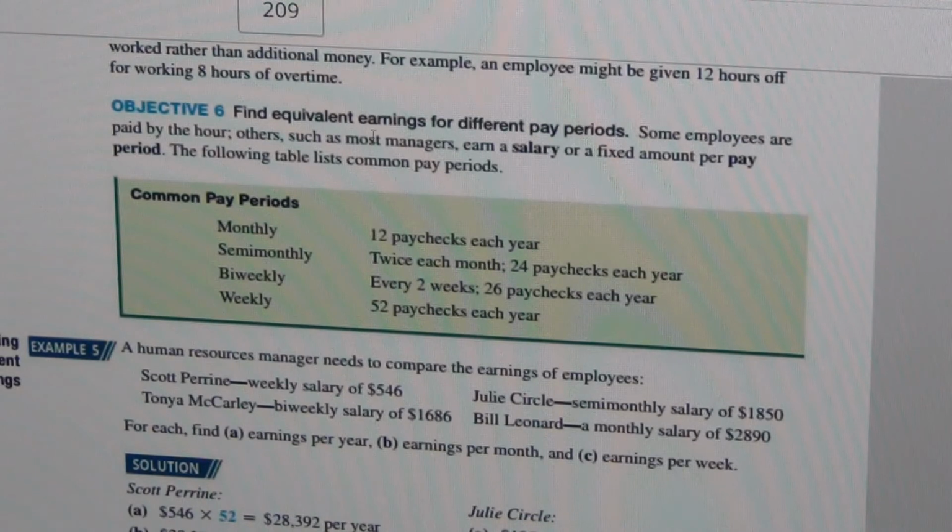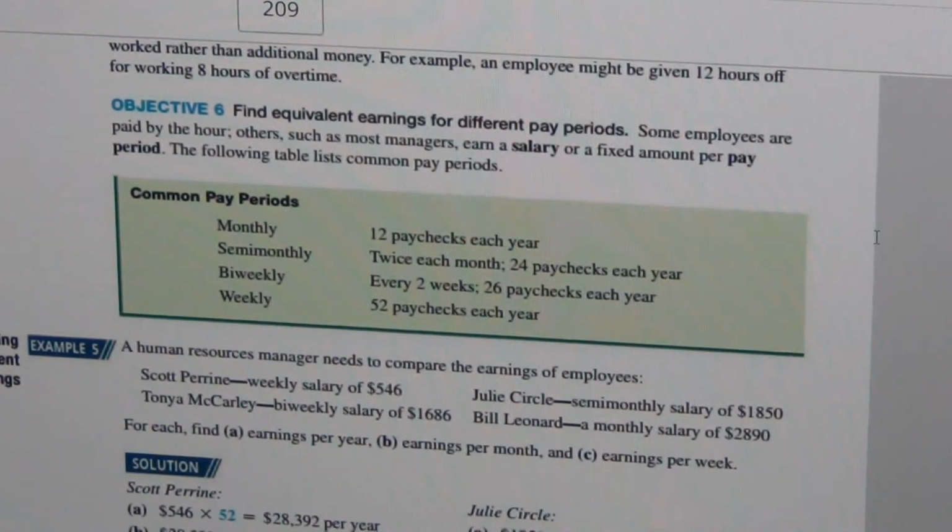Anyway, so let's move on to finding equivalent earnings for different pay periods. Now, many of us are actually paid in different types of pay periods. There's monthly, that means you get one paycheck per month. There's semi-monthly, meaning you get paid twice a month. Bi-weekly would mean that every 2 weeks you get a paycheck, and then weekly would be a check every week. Every person seems to prefer different methods. Any method that you end up using would be okay. It's just a matter of getting used to that process.